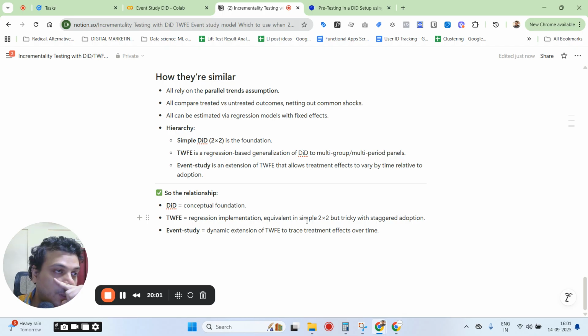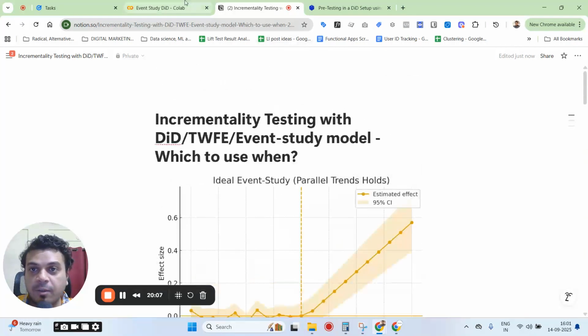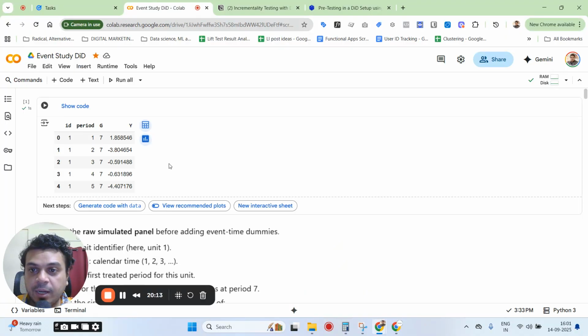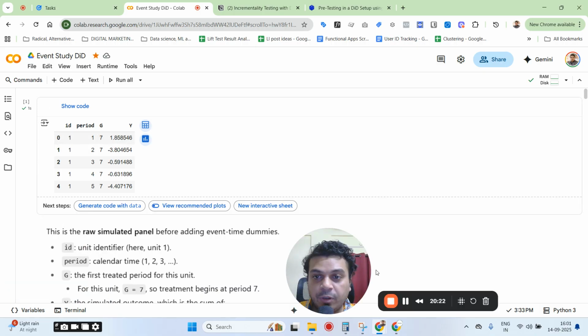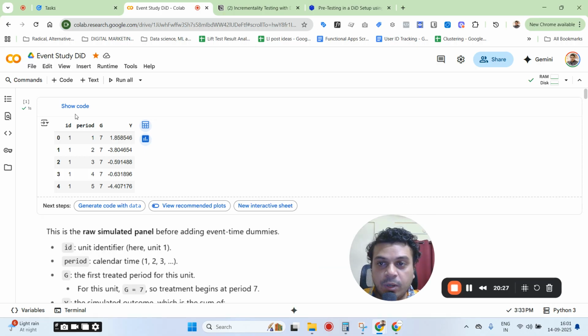Now I'll go quickly to the case study. This is a simulated case where you have different time periods and different units, and you also have the starting period of the treatment for each unit. If I just go to the explanation of it, I'm not showing you the code, that's going to unnecessarily look complicated, but this is the output table, and this is the average treatment effect.